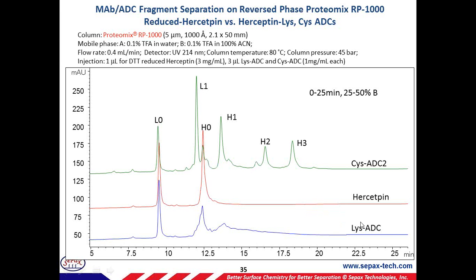And then the lysine ADCs, again due to the different conjugation and the great degree of heterogeneity, you'll see many, many different peaks. If you want to extend the column length to have better separation, you can do 2.1 by 100 or 2.1 by 150. And if you want to do higher loading, you can go up to 4.6 by 100. Or we can also pack it into other column dimensions as well.